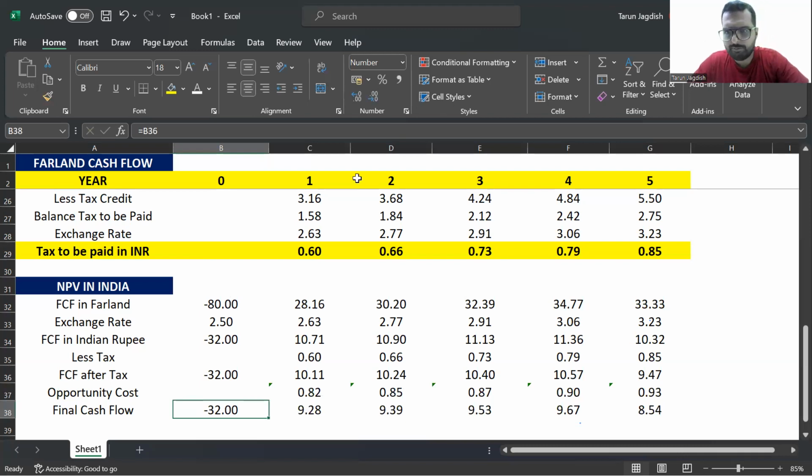Some messages have come. I have replied to all the messages. I will share this entire file with you, Kritika. Don't worry. Bhavya. Yes, Bhavya.